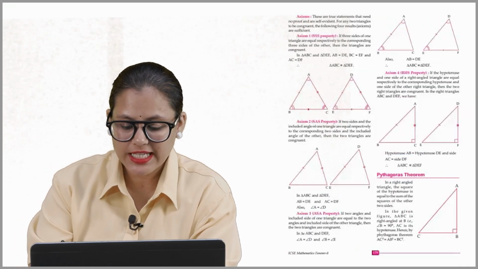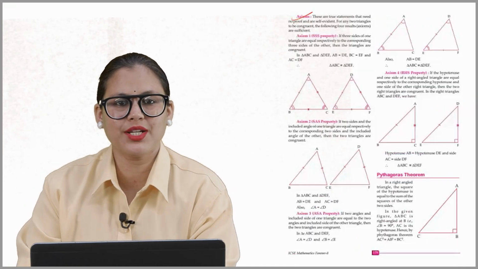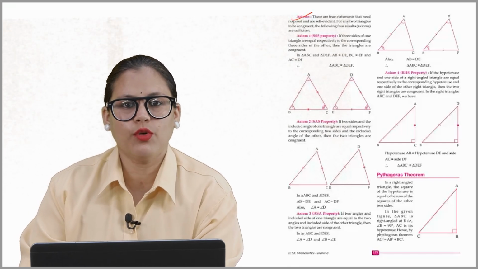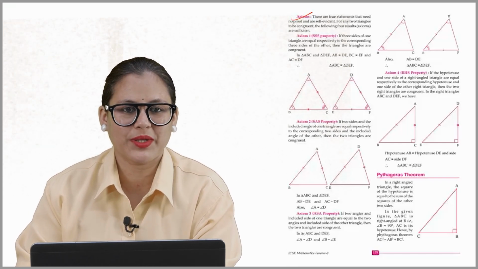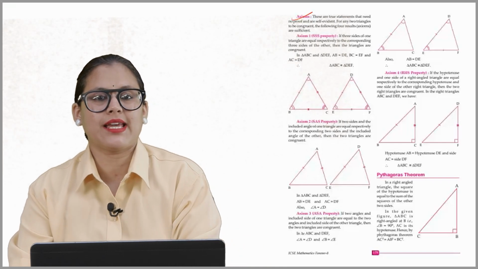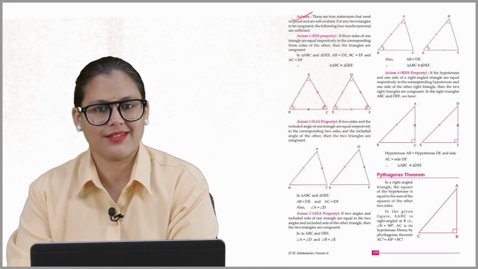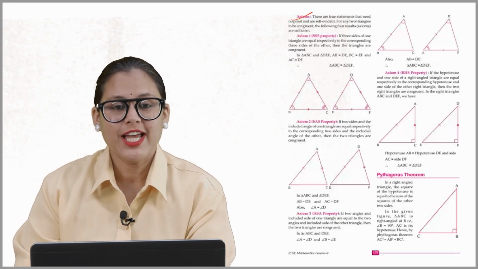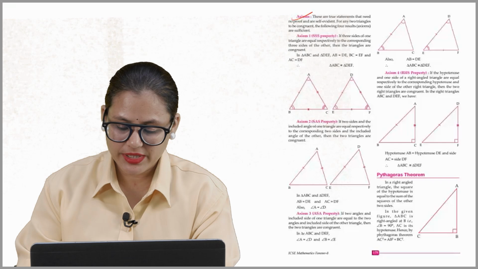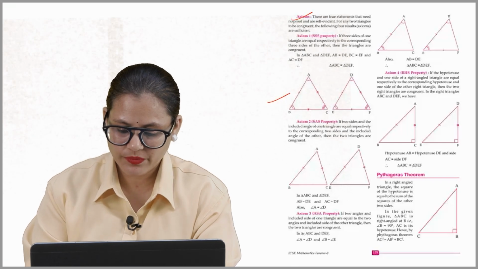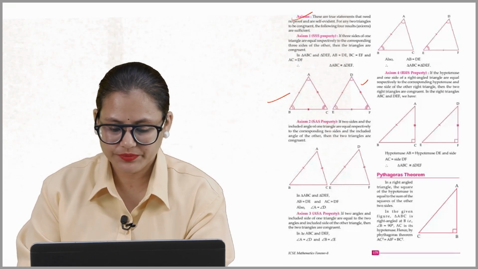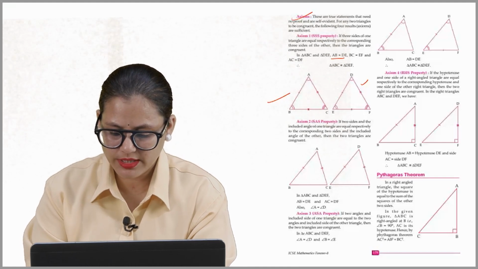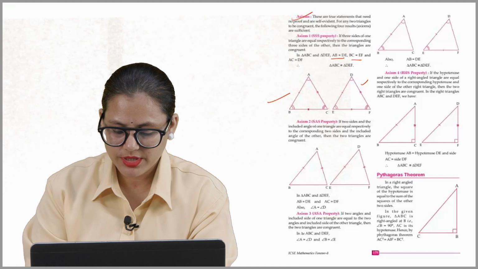Axioms. These are true statements that need no proof and are self-evident. For any two triangles to be congruent, the following 4 results are sufficient. Axiom 1 is the SSS property, that is side, side, side. If 3 sides of one triangle are equal respectively to the corresponding 3 sides of the other, then the triangles are congruent. For example, in triangle ABC and triangle DEF, AB is equal to DE, BC is equal to EF and AC is equal to DF.